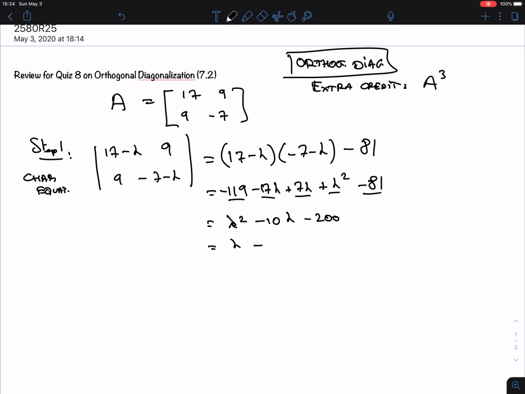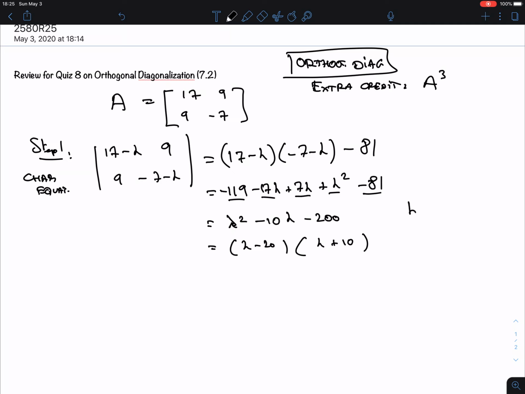Okay, so we need two numbers. To factor this, we need two numbers that multiply to negative 200 and add up to negative 10. You have to think a little bit about this, but I think 20 and 10 will work here. We need negative 20 plus 10. If you don't see this right away, the numbers are a bit bigger, you can always use the quadratic formula, right?